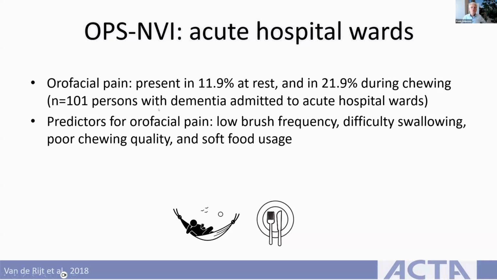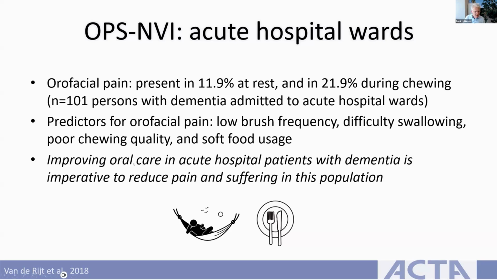And if you then want to know which patients of these 100 patients will be at higher risk of having orofacial pain, well, then these are the ones with the low brush frequency, which makes kind of sense because their oral hygiene will be less, difficulty swallowing, when they have poor chewing quality, and using soft food. All those characteristics will increase the odds that they will have orofacial pain. So this is the recommendation for the people taking care of those individuals. Improve the oral care, please, in the acute hospital patients with dementia. It's imperative to reduce the pain and the suffering in this population.